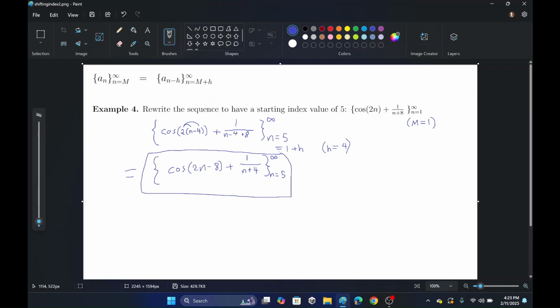And that's it. You could, if you'd like, check to make sure it works. When you plug in 5, for example, you should get the same output here as you would get plugging in a 1 from the given expression. In fact, just looking at the 1 over n plus 8 part of it, I can see that originally if you plug in 1, you should get 1/9 for that component. And here, sure enough, if we plug in n equals 5, we do get 1/9 for that component. That finishes example 4.